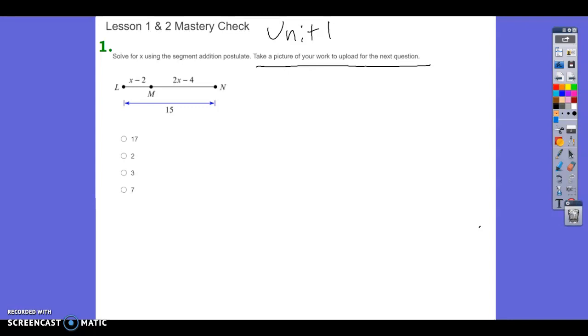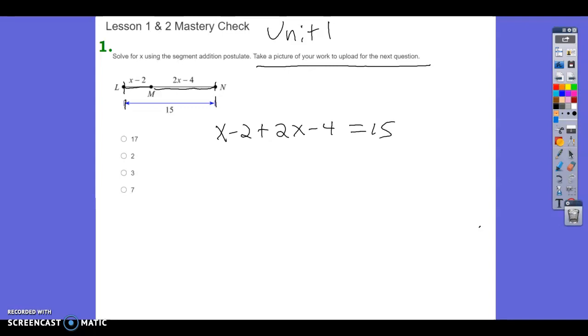And I don't really care how you do it. Most people wrote it on a piece of paper and then used the camera app, which I explained to you in class. But do you see how this segment LN is the same as 15? It's the same distance. So together, x minus 2 plus 2x minus 4 equals 15.